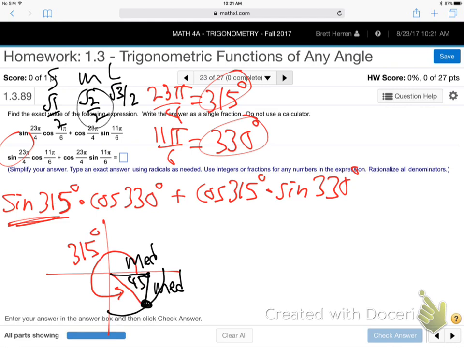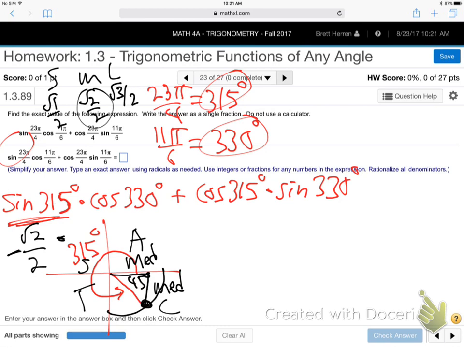So the magnitude is root 2 over 2. But is it positive or negative? All Students Take Calculus. Fourth quadrant, negative. Only cosine and its upside down, secant, are positive in the fourth. Sine is negative. Negative times, and on you go.